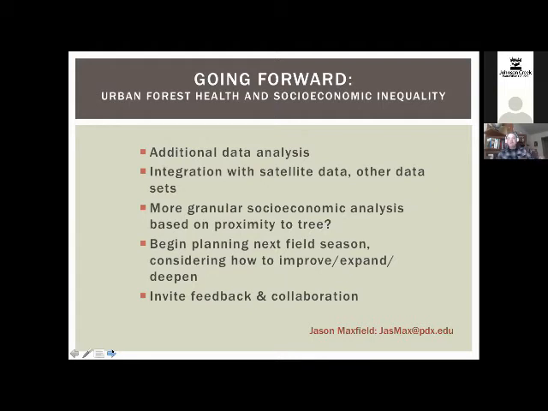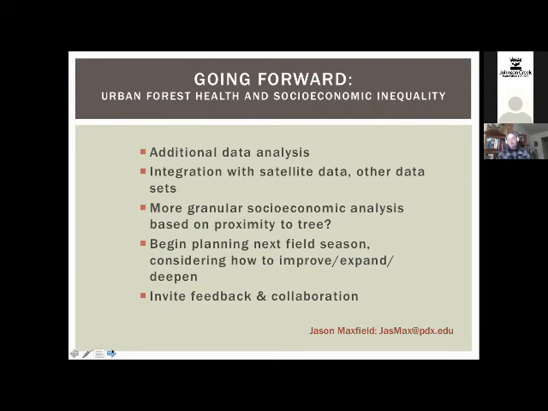We will also be conducting more granular socioeconomic analysis to look at the residents directly around these individual trees rather than treating the whole neighborhood as a unit, because neighborhoods are large and contain a lot of variance within them in terms of socioeconomic status. So we might see more robust relationships with a more granular analysis.